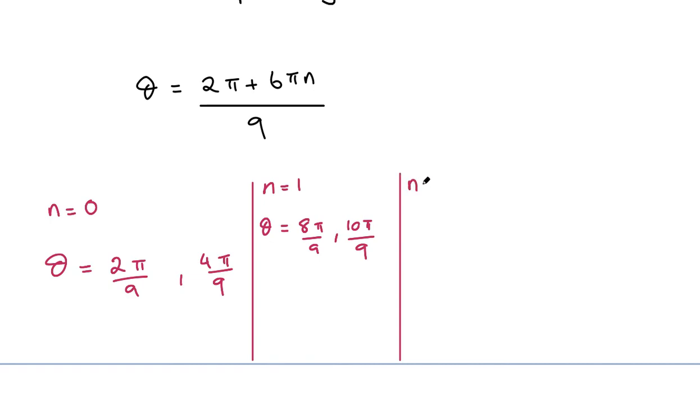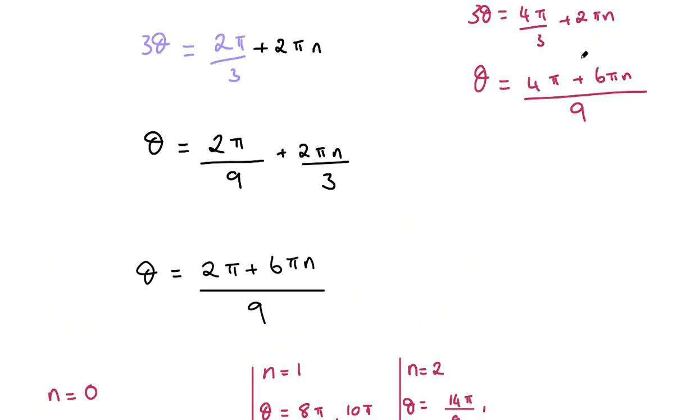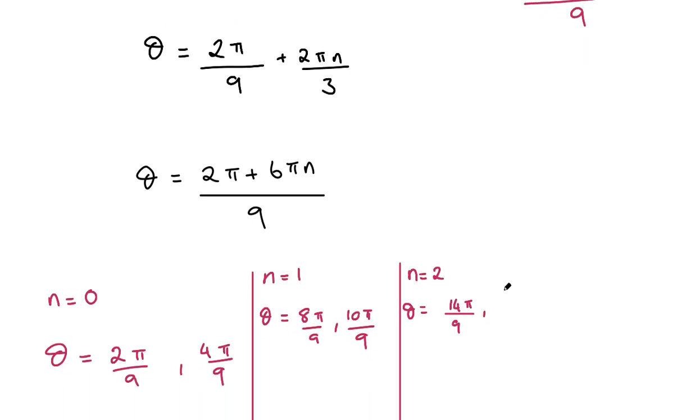I'm going to do n is equal to 2, and then I'm going to have that theta is equal to 2 pi plus 12 pi. That brings me to 14 pi over 9. So we still have not exceeded our 2 pi. So that's 14 pi over 9, and that one is okay. If I do it to this one, I'm going to have 4 pi plus 12 pi, because it's 6 by 2. And then I'm going to have 16 pi over 9. And that still doesn't exceed 2 pi, because 2 pi would be 18 pi over 9. So we're still not at the threshold yet.